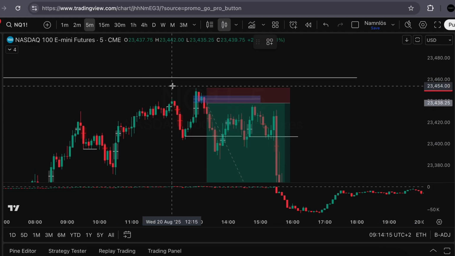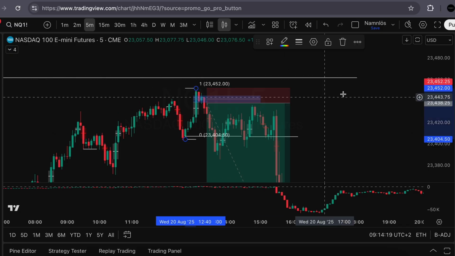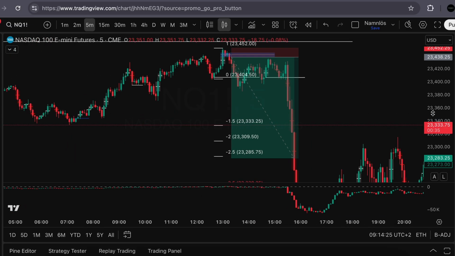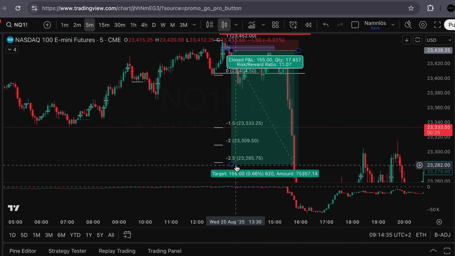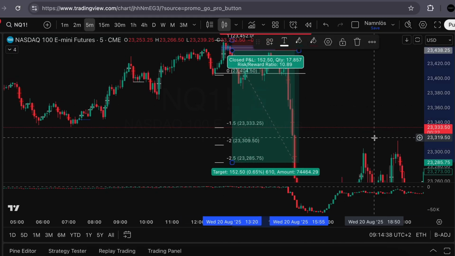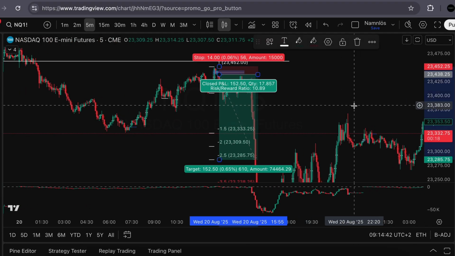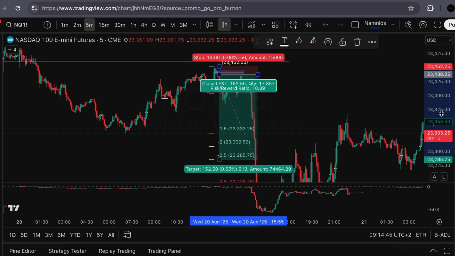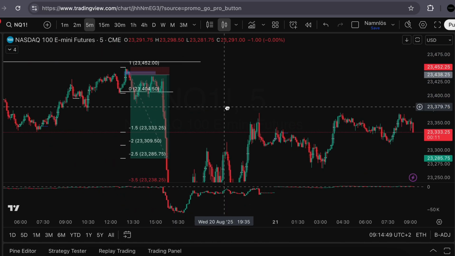So for this one, I measured this manipulation leg right here from the top to the bottom. Usually I target the 2s, but if I anticipate a very bearish day, I could go to the 2.5. So that's where I took my profit, you see. And that's also how I could manage to get this almost 1 to 11 risk to reward. And it was a solid 610 ticks.